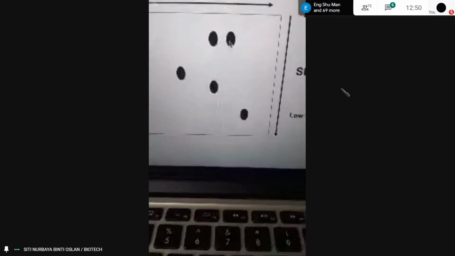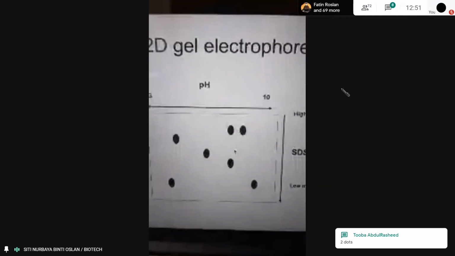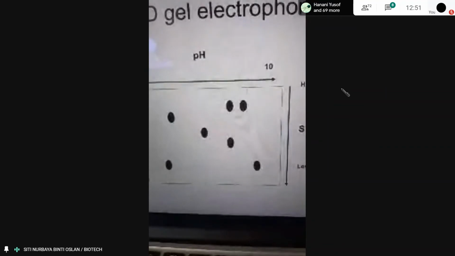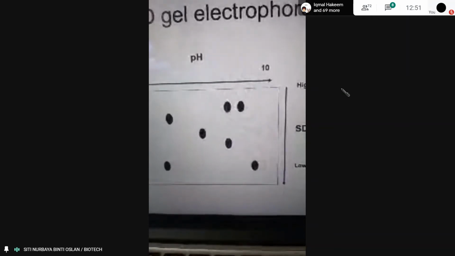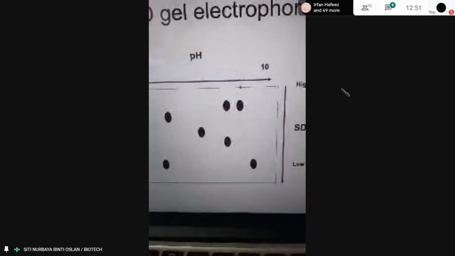Okay, this is called 2D electrophoresis. The two dots, okay. These two dots, when we have the IPG strip, starting from pH 3 to 10, then they are well separated, right? Maybe this is pI 7 and pI 8.